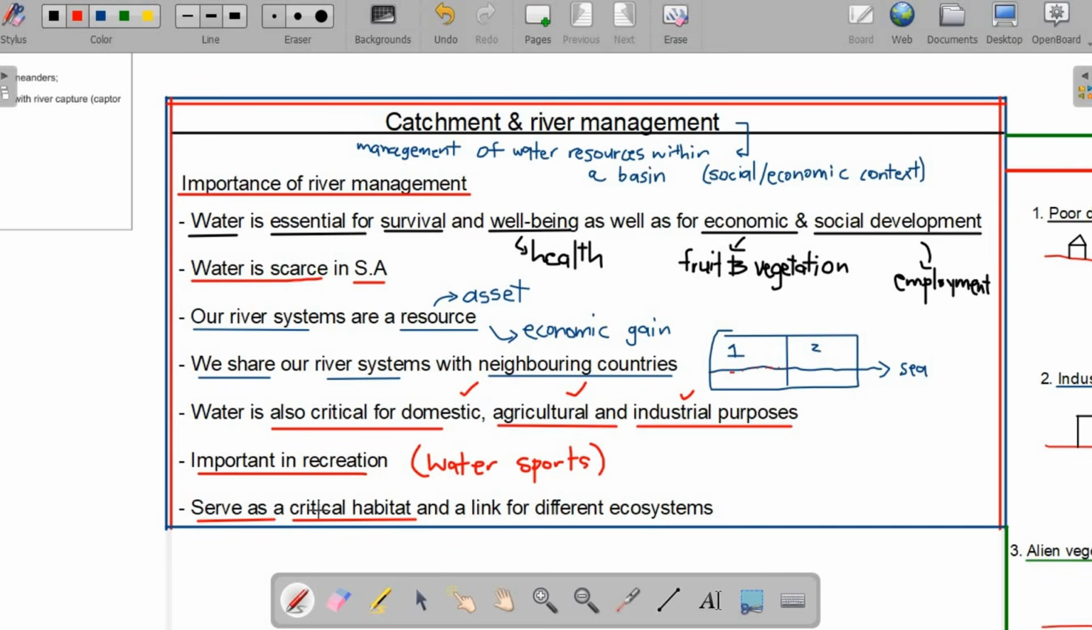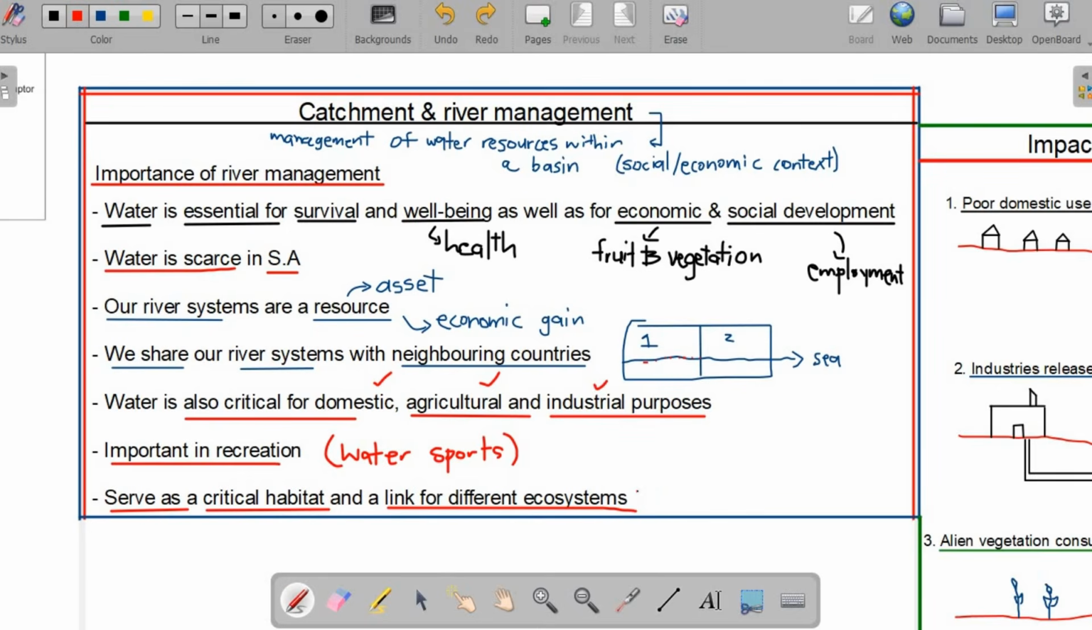And so river systems not only serve as critical habitat for some animals and plants, but they also link different ecosystems. And so this is important for our plants and animals.